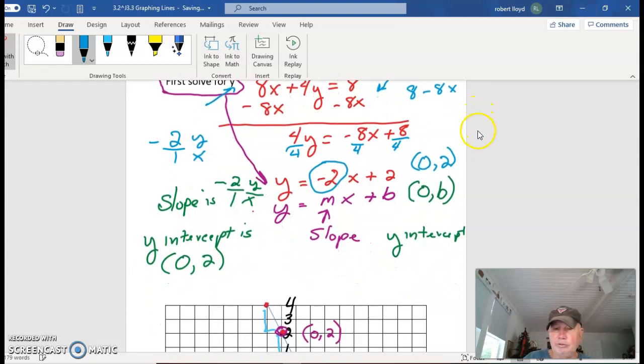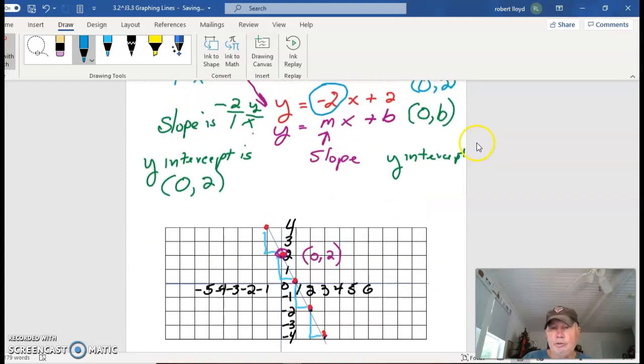So that's all we need to graph. So we put our y-intercept in first. That's our 0, 2. And then we use the slope for the rest of the points. So it says from the point we know, the y-intercept, we go down 2, because this is negative. We go down 2 and over 1. And we can make as many points as we would like. And then we just connect the points. And we have graphed that line, the same line.